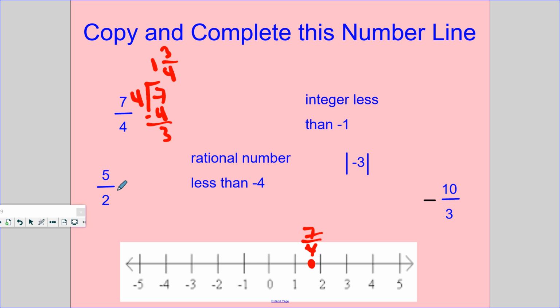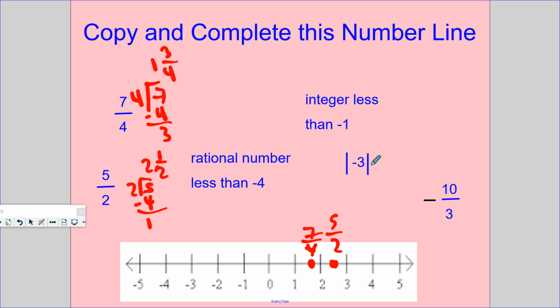5/2. Do you know how to write a mixed number? How many 2s go in 5? 2 times. Our remainder is 1. How can I write this in fraction form? 1. What's the denominator? 2. 2 and 1/2, or 2.5. So that's more than 2, halfway right here. So it's 5/2.